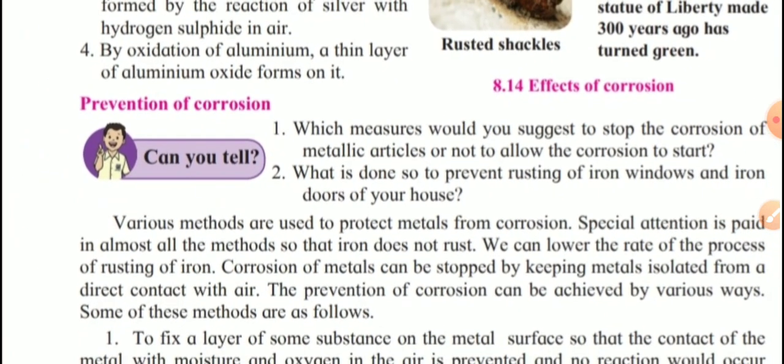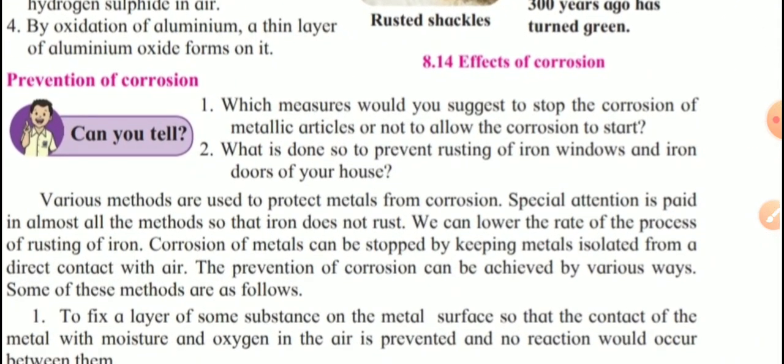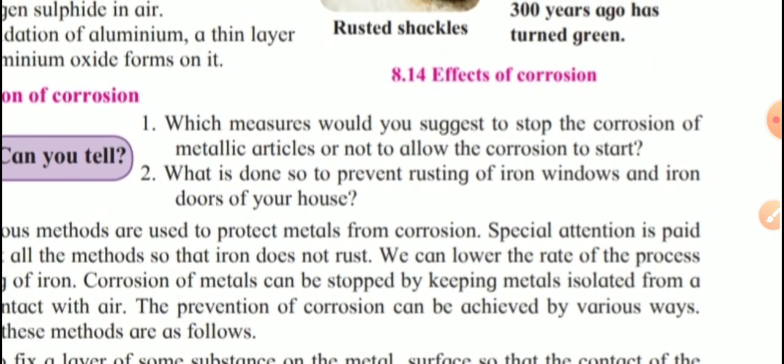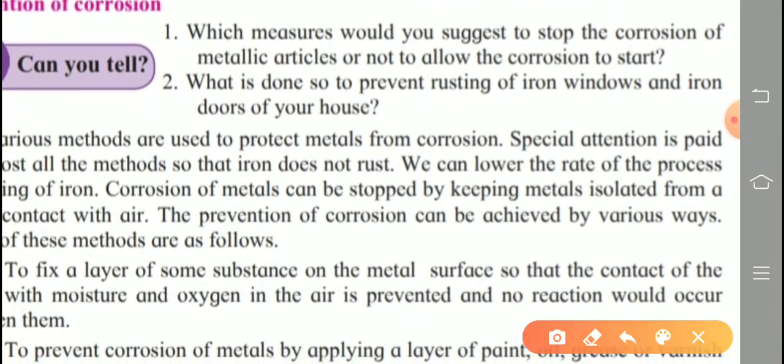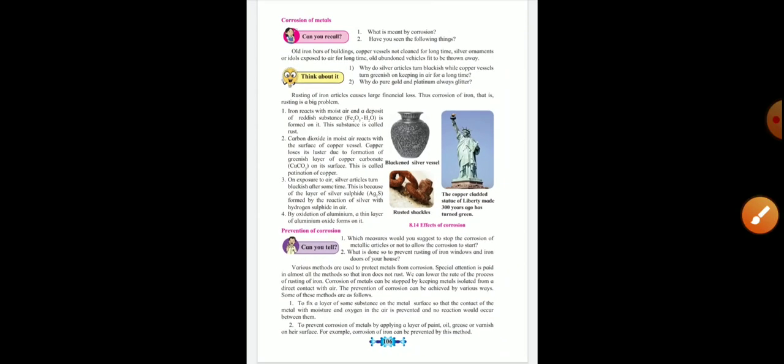Next, again question, prevention of corrosion. Questions given for us. Can you tell? Two questions are given. Which measures would you suggest to stop the corrosion of metallic articles, or not to allow the corrosion to start? And second question given, what is done to prevent rusting of iron windows and iron doors of your house? I will show the answer. Check.